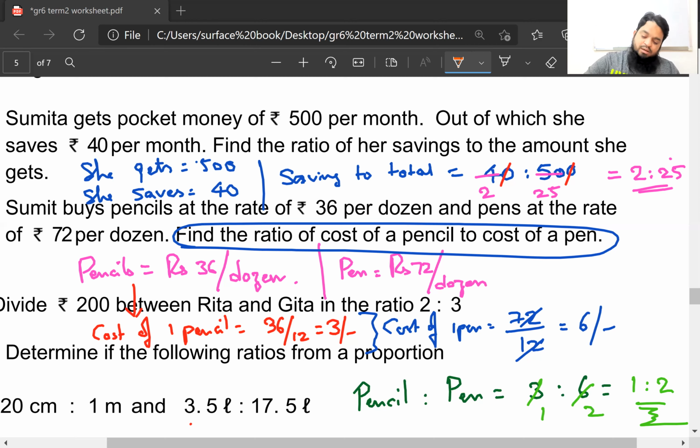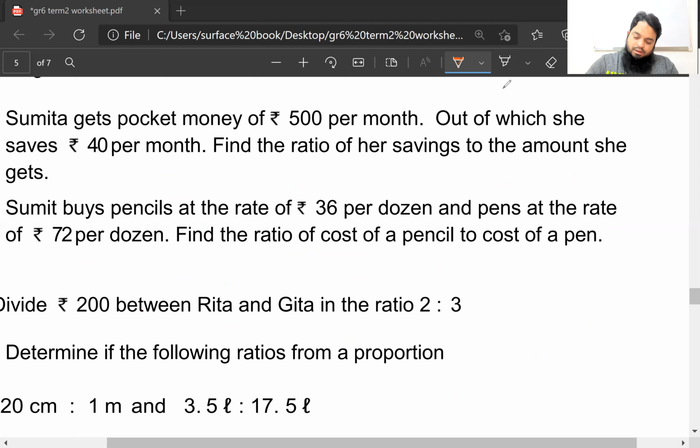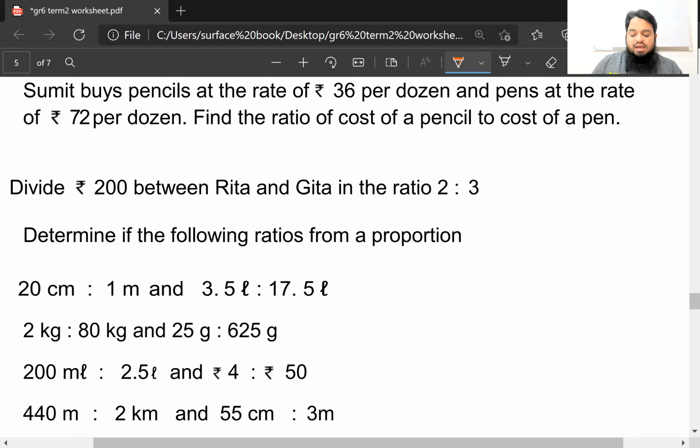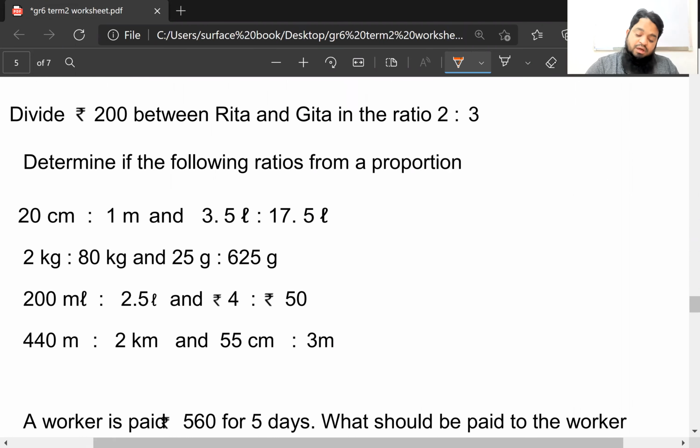Okay. Now let us go for the next one. Divide 200 between Rita and Geeta in the ratio 2 is to 3. This is a very important question. These questions may be asked in examinations wherever you go. Okay. So now let us see. Total how much? The total money being divided is rupees 200. Now between Rita and Geeta in the ratio, Rita is to Geeta is equal to 2 is to 3.